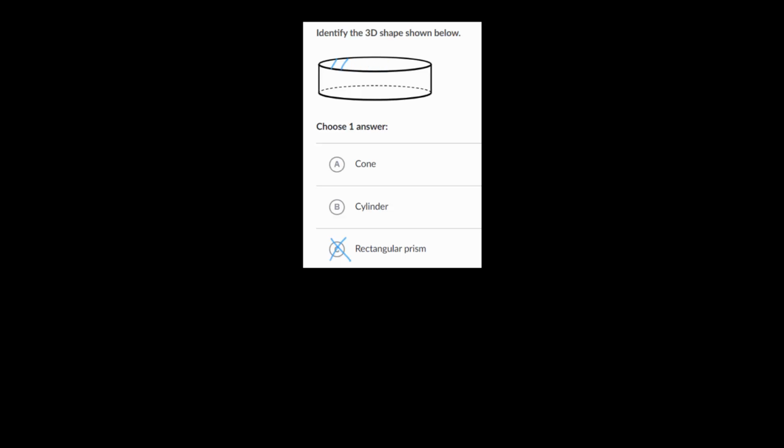So that narrows it down to between a cylinder and a cone. And these are both fairly similar. The difference is that one of them comes together in a point, and the other one has the same size shape for the top and the bottom. So this is in fact a cylinder.